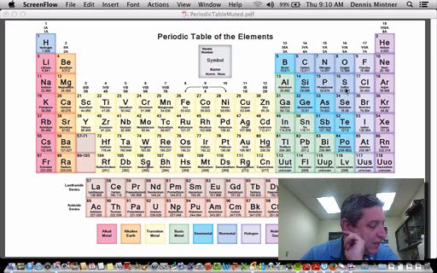16. Which of the following would be considered a chemical change? We've got burning, boiling, deposition, and freezing. Remember, physical changes, I don't change it. I speed up the atoms or slow them down or rearrange them in some way, but I've not made something new. Boiling, deposition, and freezing all have to do with a phase change or state change. So those are physical changes.